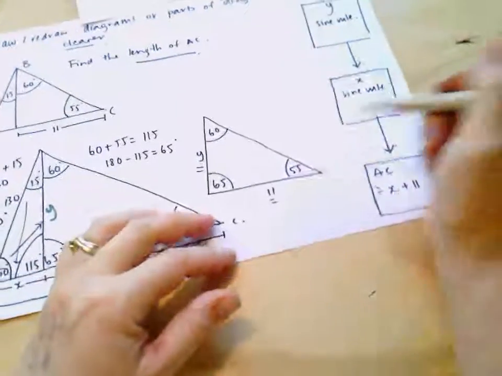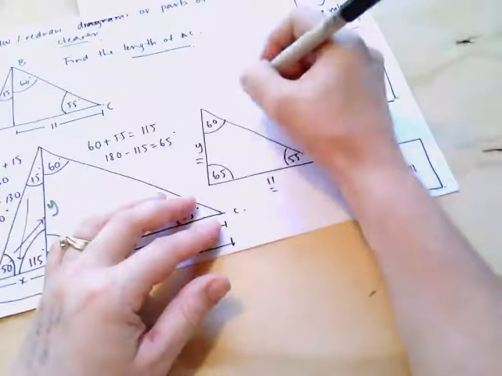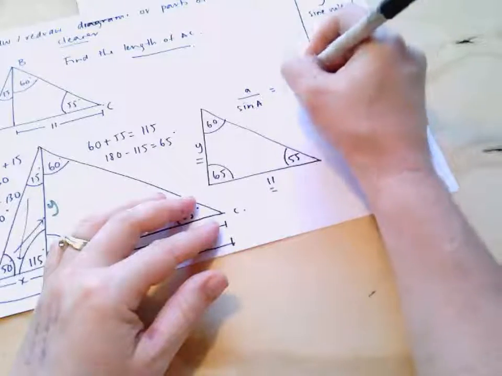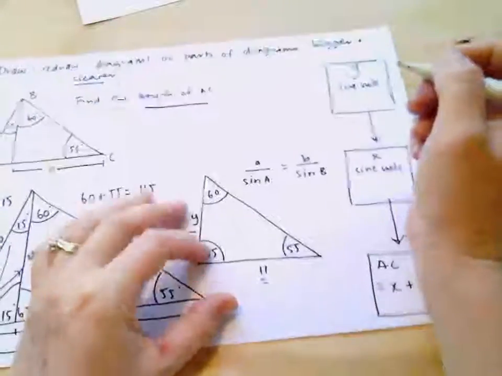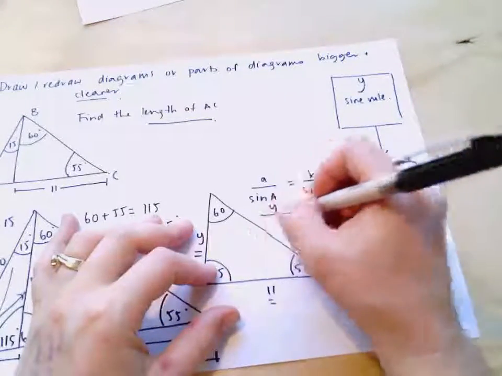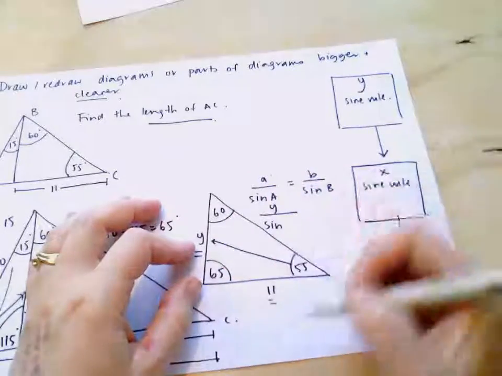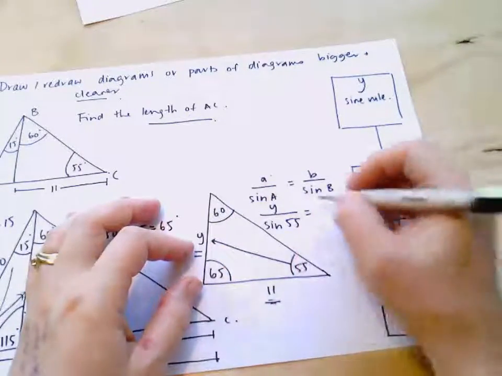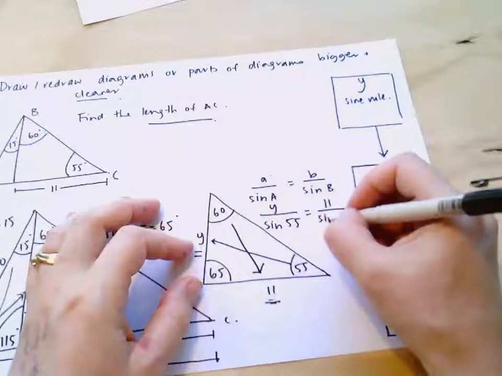Sine rule to calculate Y. Well, here's my little question here. I'm trying to work out a side, so I'm going to set up my sine rule like this: a over sine A equals b over sine B, with my sides on the top. Y is what I'm trying to work out. So Y over sine, what's it paired with? What's the opposite one? 55. My other side is 11. That's going to have to be the one on top. And what's it paired with? It's paired with sine 60.